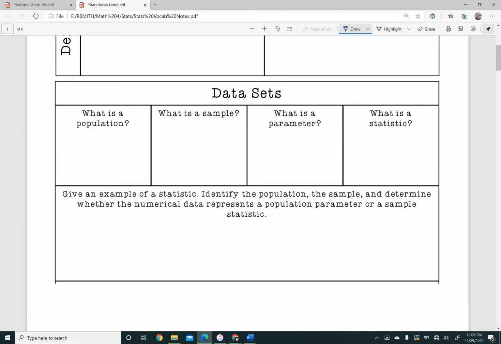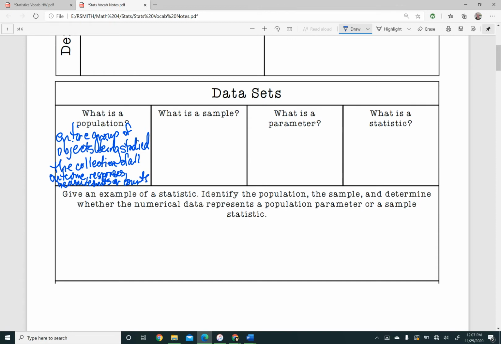Then, some data sets. First thing is, what is a population? A population is an entire group of objects being studied, or the collection of all outcome responses, measurements, or counts. A sample is a subset of the population.